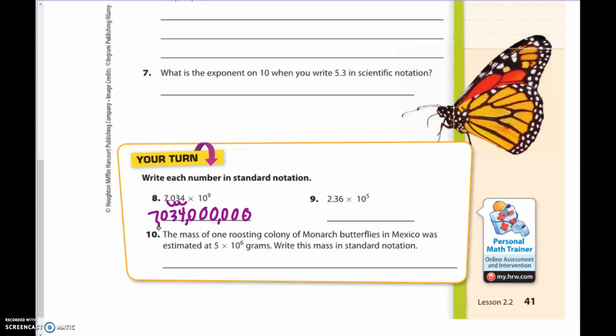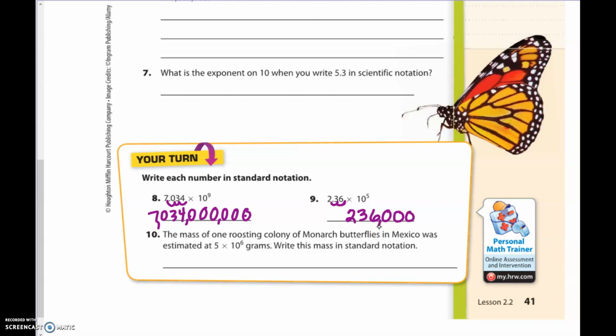All right, number 9, moving the decimal 5 places to get this. So we have to get beyond the 2, beyond the 3, beyond the 6. That's 2 places. So 2, that's 1, 2, 3, 4, 5. Now we have moved that decimal 5 places, so it's 236,000.